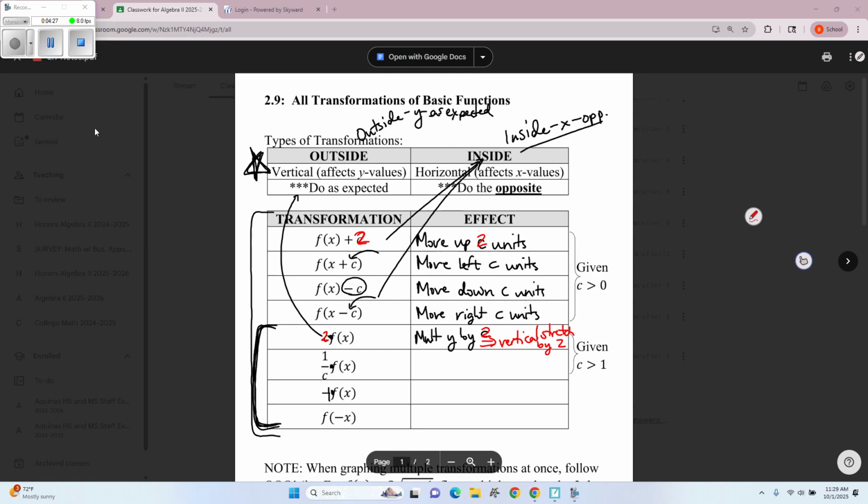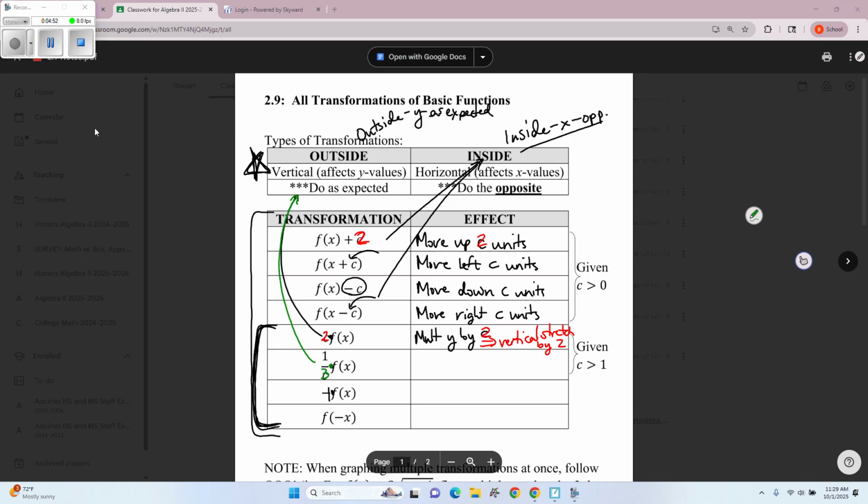In our next one down, again, if you don't like the 1 over c, change it, friends. Maybe you want to make this a 1/3 here, just so that you've got an actual number tangible to hold on to here. What does it look like? Again, this is outside of the function, so it's going to affect our y values. So outside, y as expected. It looks like I should multiply my y values by 1/3. That's exactly as expected what we're going to do.